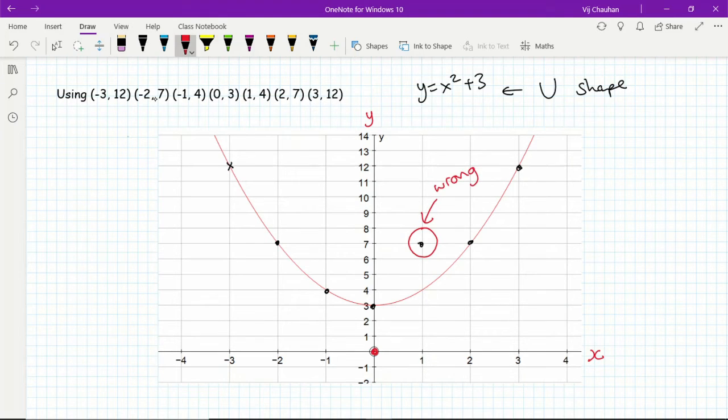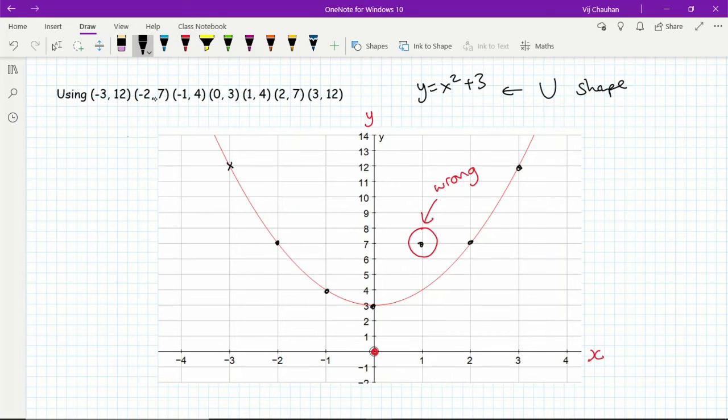So either I've made a mistake in plotting the coordinates, so either I've got the x and y coordinates muddled up, or I've made a mistake in the actual calculation in my table. And so it's clear to me that I've definitely made a mistake, and the last thing I'm going to do is leave my answer like that. I'm not going to get any extra marks just by plotting incorrect coordinates, so it's important that I go back and check that this mark is wrong.